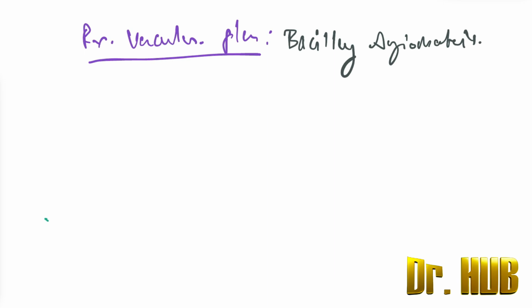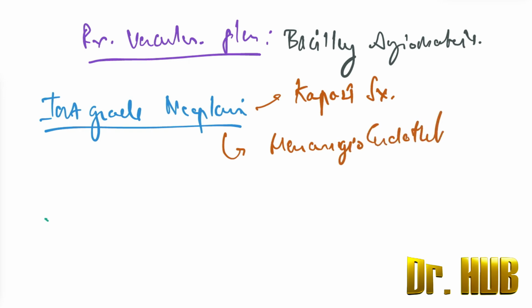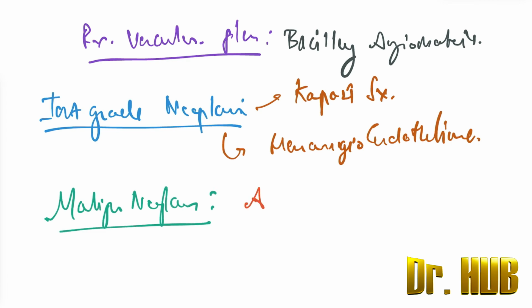Then we look at the intermediate grade neoplasms. The intermediate grade neoplasm. So what does this include? This includes a Kaposi sarcoma as well as the hemangioendothelioma. Next is the malignant neoplasms. The malignant neoplasms includes the angiosarcoma as well as the hemangiopericytoma.